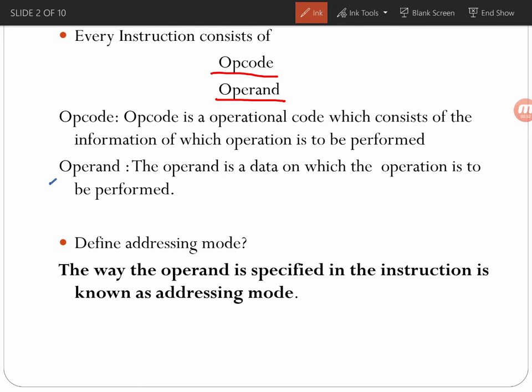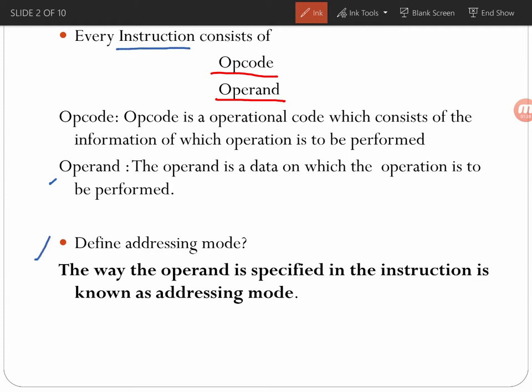Next, operand. The operand is the data on which the operation is to be performed. For example, ADD A comma B. Now ADD comes under the opcode, and A comma B are the operands. Here the operand is in the form of a register name. The data will be placed in a register and the name of the register is a part of the instruction. So this is about the opcode and operand. Opcode and operand together form an instruction.